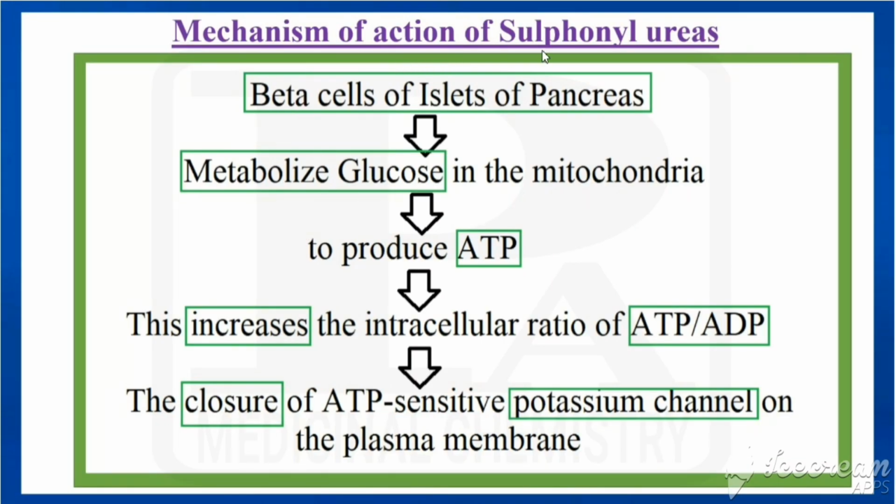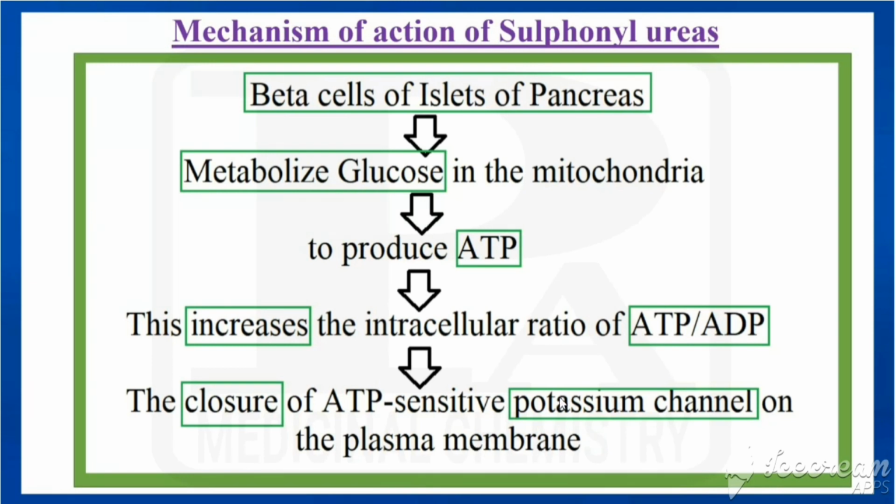We'll see the mechanism of action of sulphonyl ureas. Already we know the pancreas has beta cells of islets of Langerhans, and from that only what we are getting? Insulin. So we'll see how insulin would be secreted. The beta cells of the pancreas metabolize the glucose in the mitochondria. On metabolism, that will produce ATP. So that increases the intracellular ratio of ATP. This causes the closure of ATP sensitive potassium channels that are present on the cell membrane.